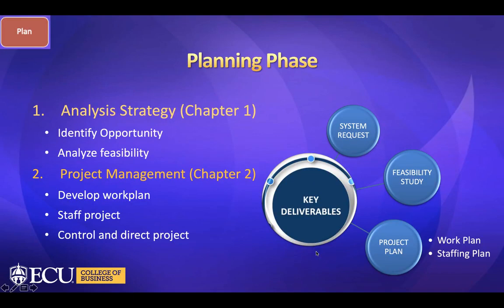Remember that when we were talking about the systems development lifecycle planning phase, we mentioned that the analysis strategy had two steps: identify opportunity and then analyze the feasibility. In chapter one, we talk about these two bullet points under step one. So where does this opportunity that we identify come from?